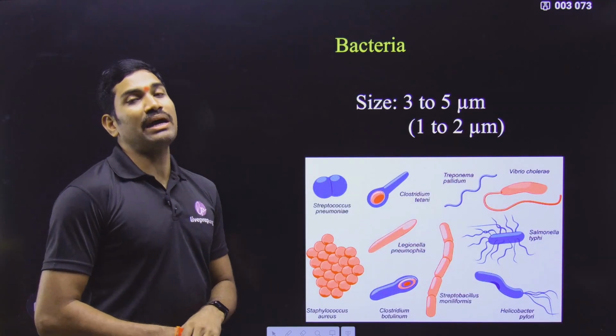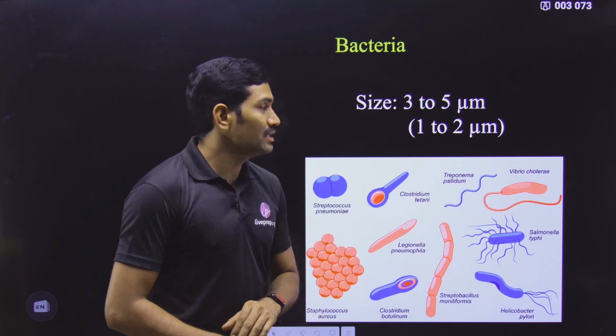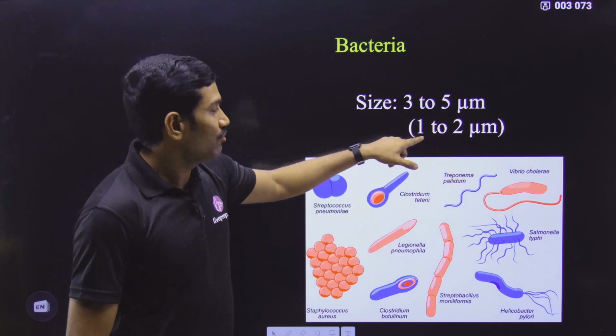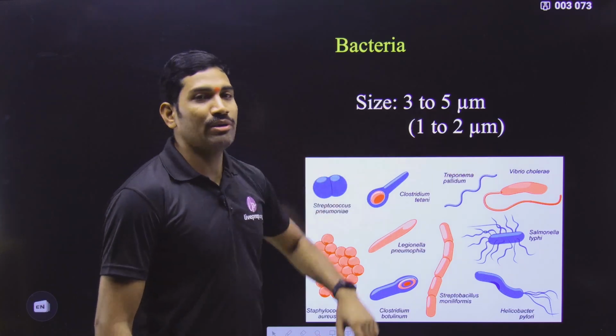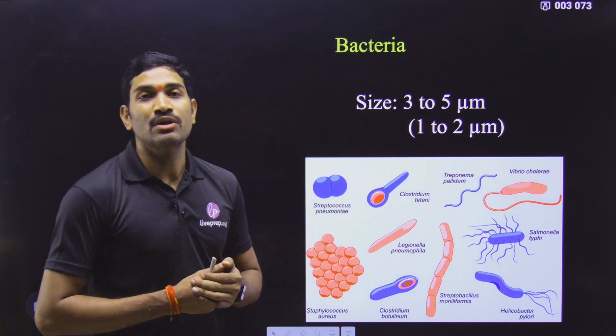Next one is regarding the bacteria. Just now we studied about the diagram. In the diagram, what is the value they gave? 1 to 2 micrometer they gave. But in the regular theory part, what they gave? 3 to 5 micrometer they gave. Now what to do?